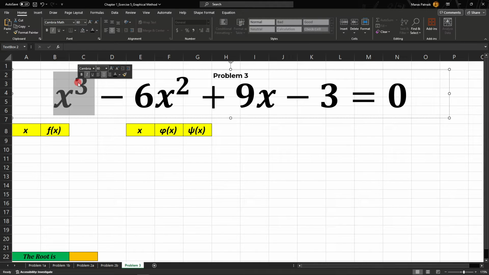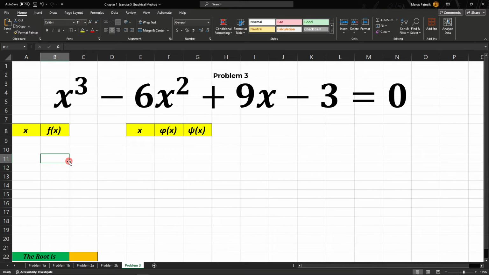And by the way, if you haven't seen my previous 2 videos on the graphical technique, watch them first of all, because there I had very clearly explained 2 different approaches. Anyway, as far as this problem is concerned, I'll be applying approach number 2, where I am going to split up this function into 2 separate functions, and then find the intersection point, which is going to give me the root.